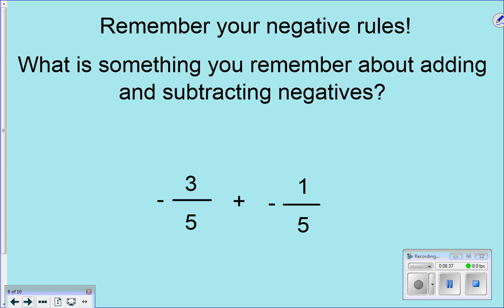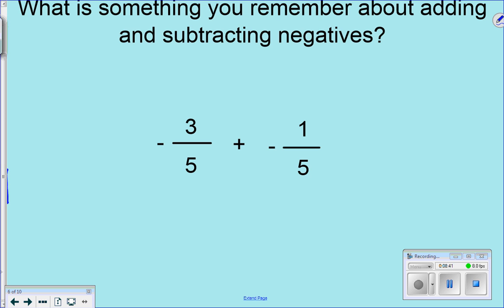Negative 3/5 plus negative 1/5. Come on, let's move down. There we go. So this is what happens. When you have a negative fraction, that negative can float. It can float to the top number and it can float to the bottom number.